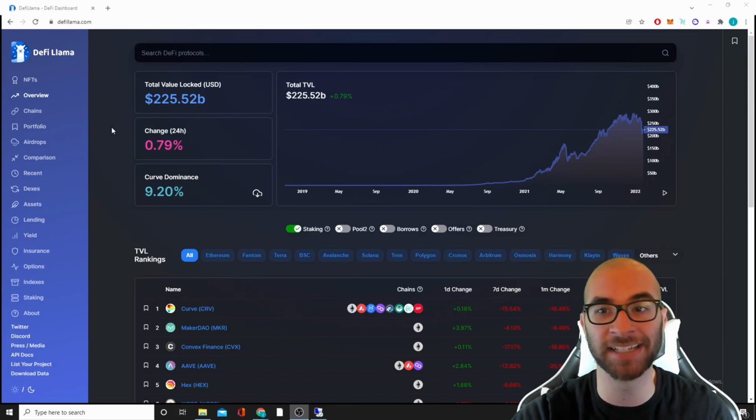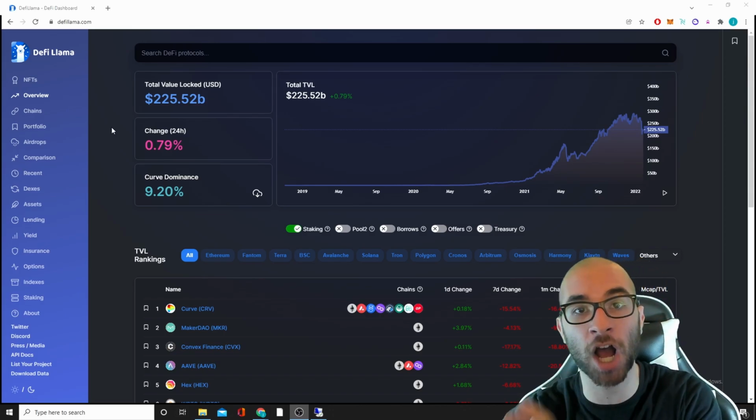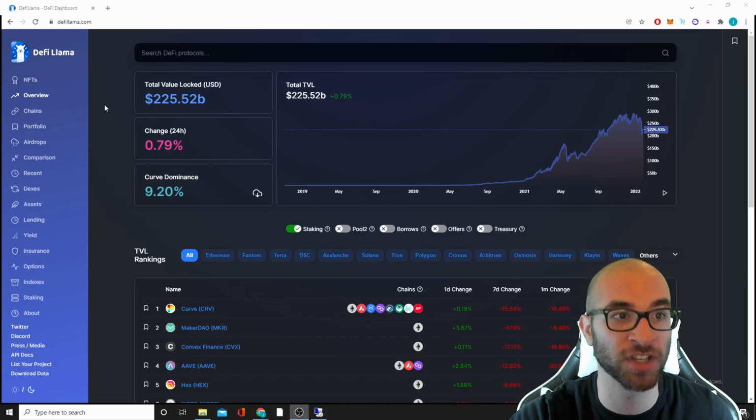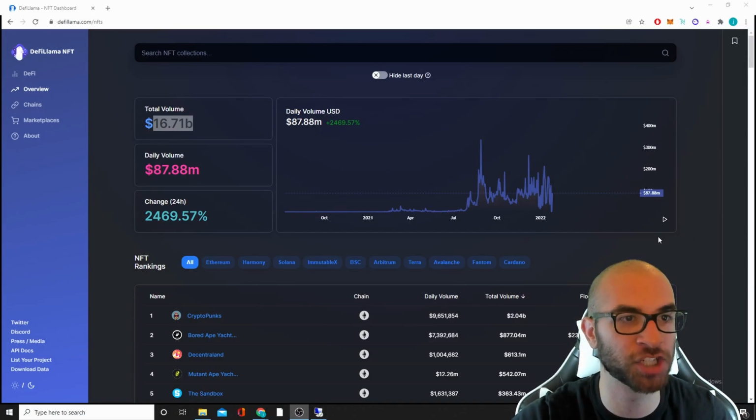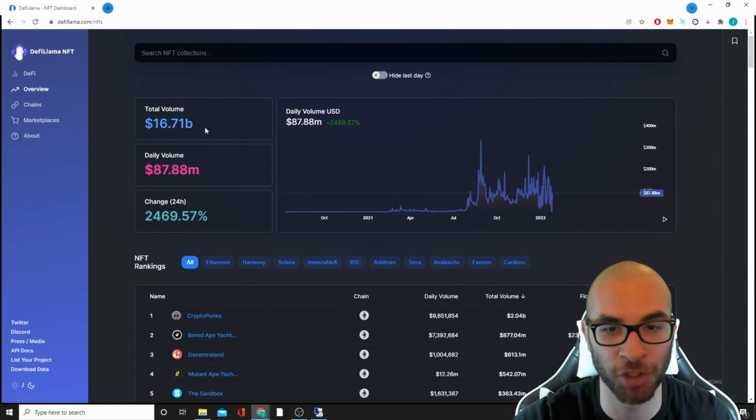Now, the cool thing is it's not just with DeFi projects such as decentralized exchanges, but it's also with NFTs. You can actually click this NFT button up here. Similar to the decentralized exchanges and other projects, you can see the total volume being added.